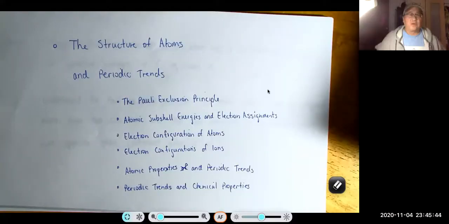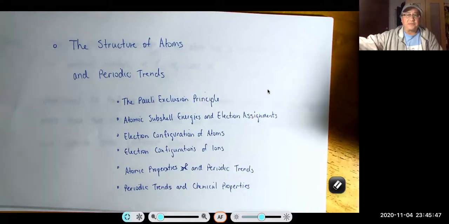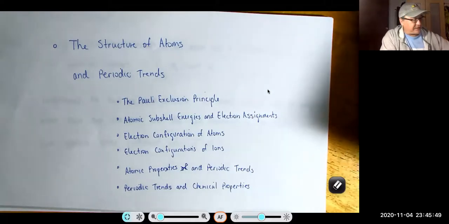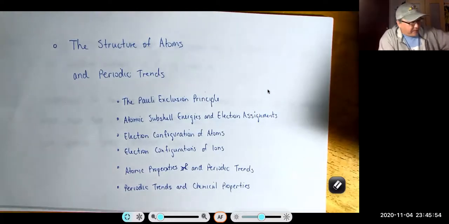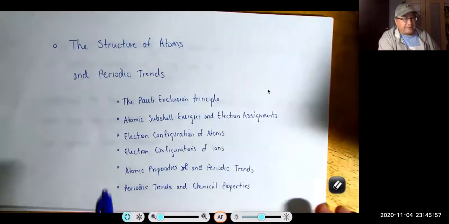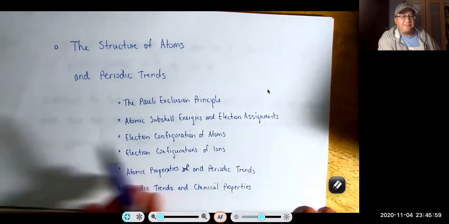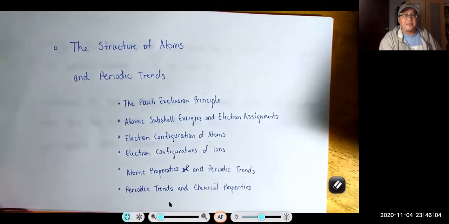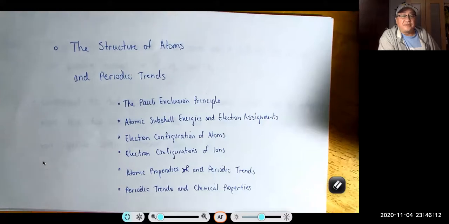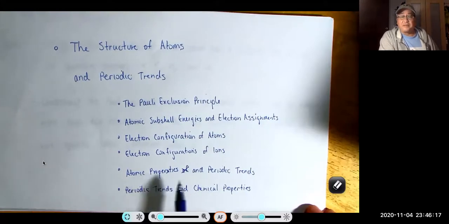Welcome back. We are going to be going over the next module, and the next module is the structure of atoms and periodic trends. This particular section has these subsections: the Pauli exclusion principle, atomic subshell energies, and electron assignments, electron configurations of atoms, electron configurations of ions, atomic properties and periodic trends, and chemical properties.